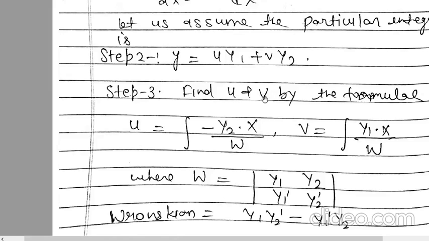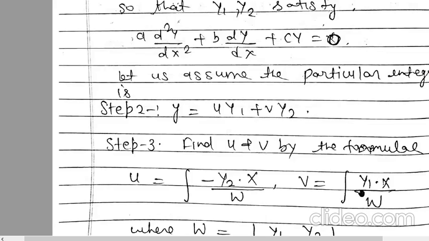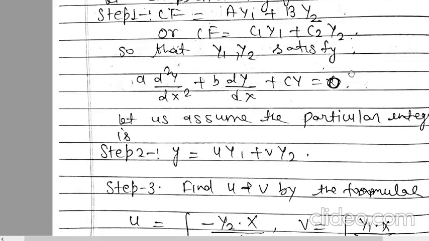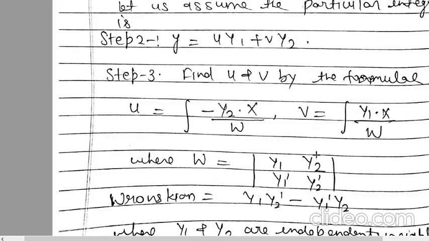So your Wronskian W is equal to the determinant of y1, y2, y1 dash, y2 dash, that is y1 y2 dash minus y1 dash y2. So you will calculate W by using this formula, right? Where y1 and y2 are independent solutions. So you will do one thing: you will find your CF. After that you will find y1, y2, then find the Wronskian, then find u and v. Put all these values in the particular integral, CF plus PI, then that will be your complete solution, right?